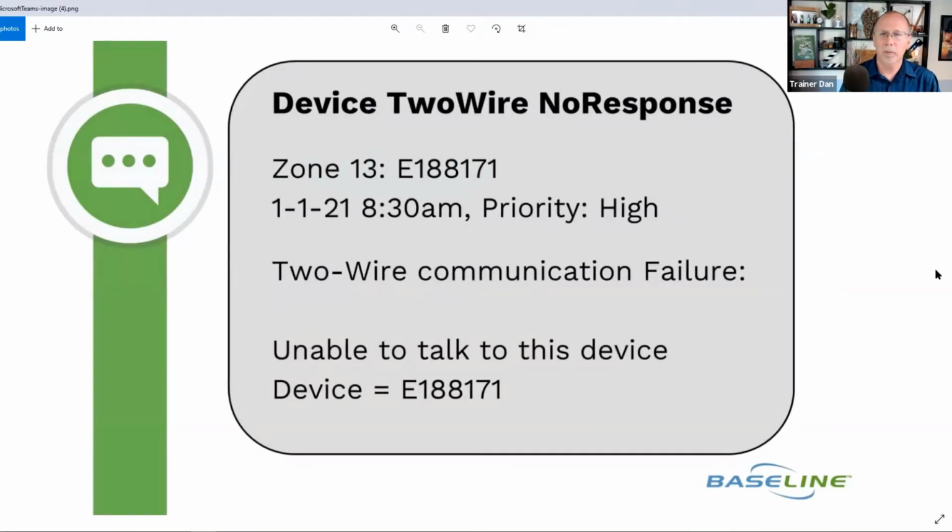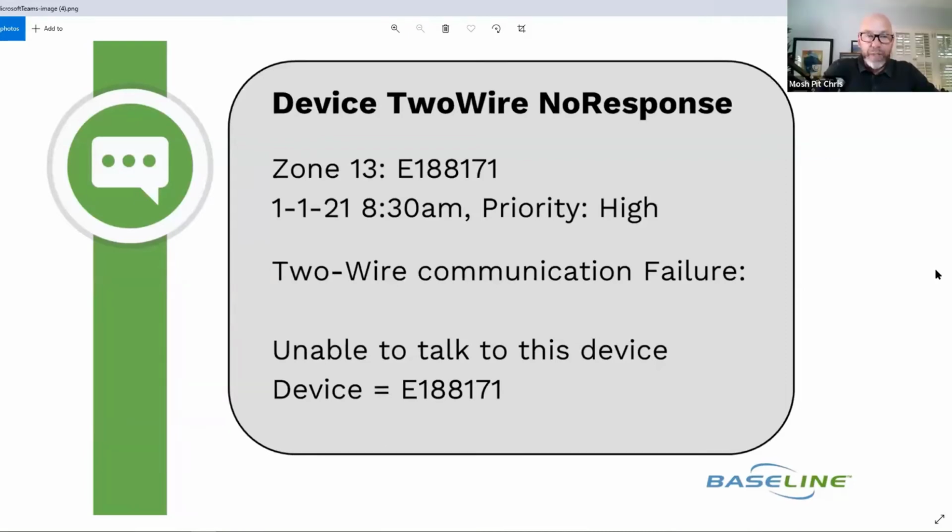So here's another one that's a little harder to work on, but it's important to know. Device 2-wire no response. Zone 13, E188171, is a high priority. 2-wire communication failure, unable to talk to this device. So this is all about communication on the 2-wire path out to zone 13 or that particular serial number. So somewhere along that 2-wire path, it's not able to communicate properly with zone 13.